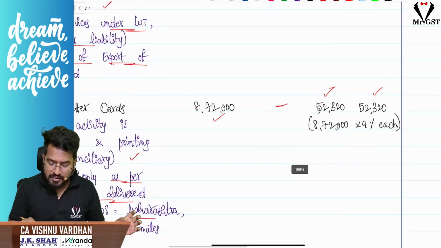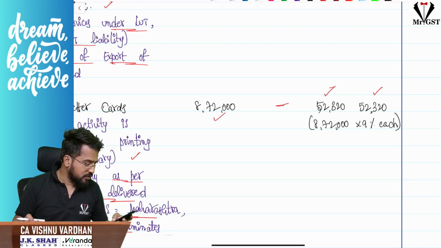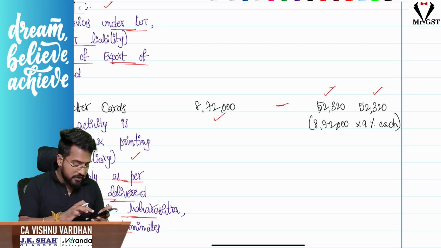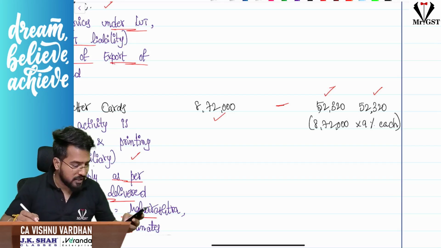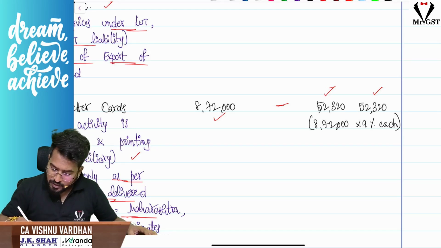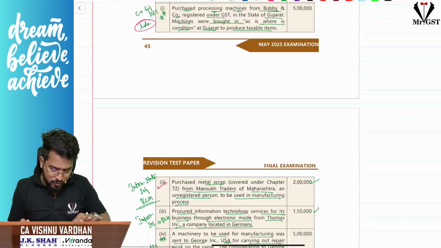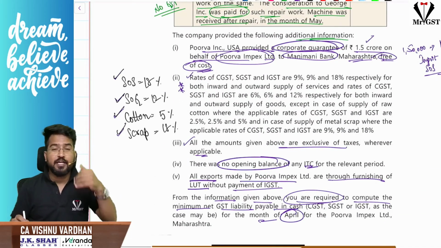One second, let me check. 52,320 is 6% of 8,72,000. Yes, I have calculated 6%, but I have written 9% here. So it is 6% only, 6% each, because it is goods. I repeat, that is why I have written it properly, to have clarity on tax rates.